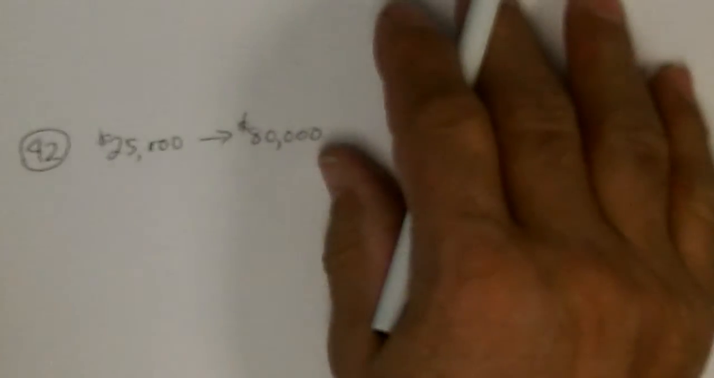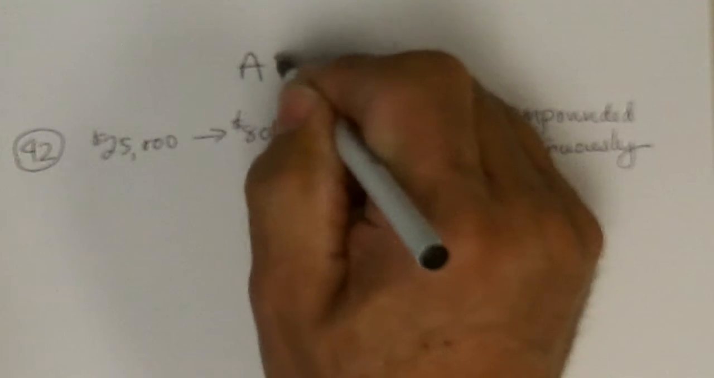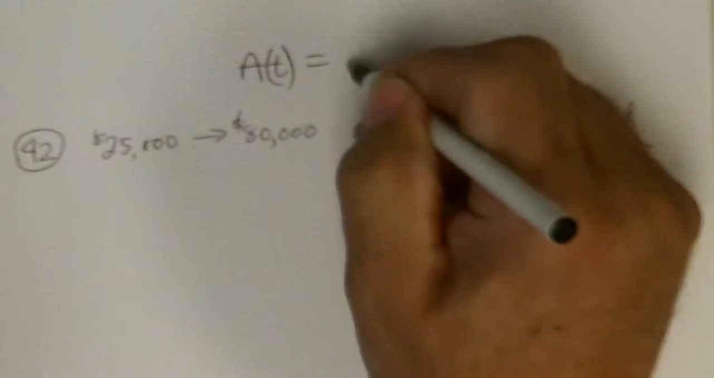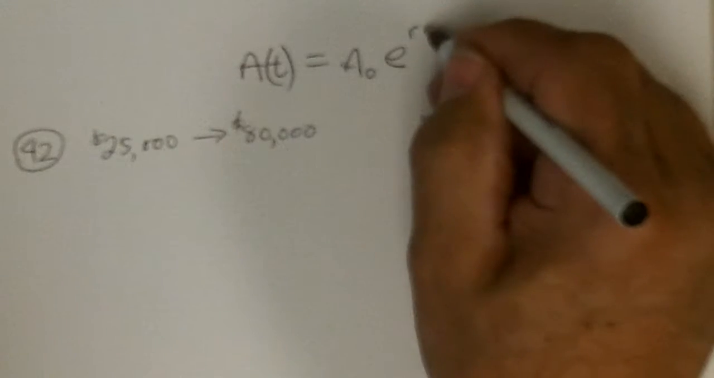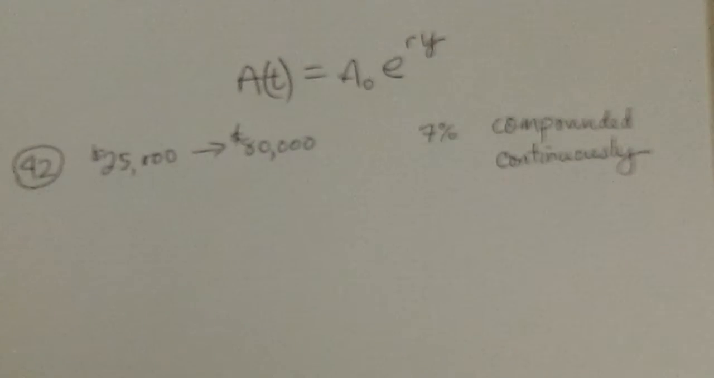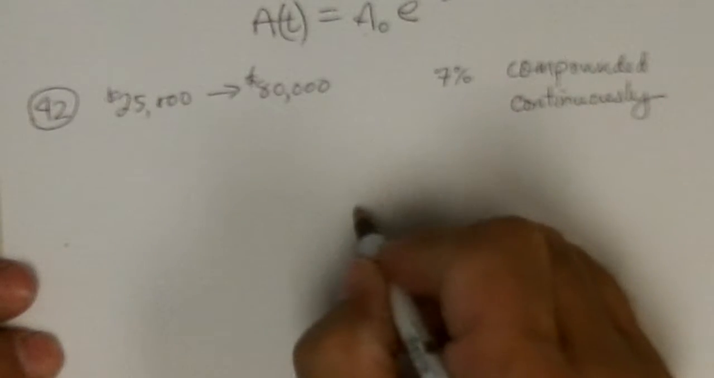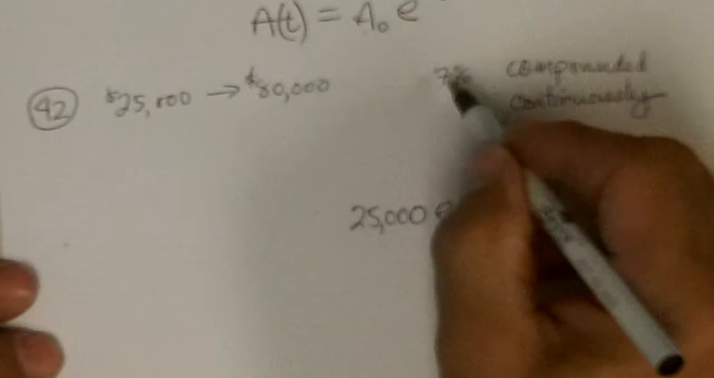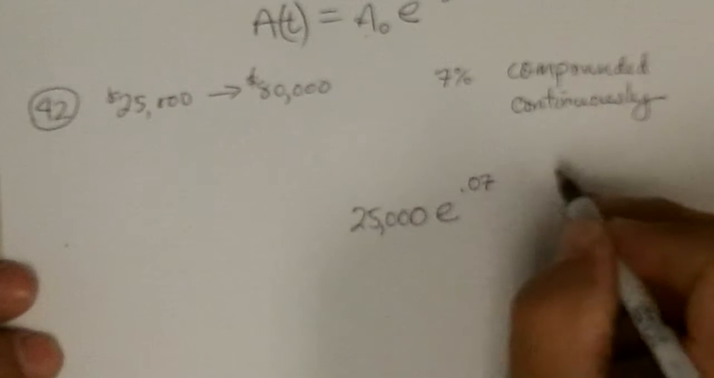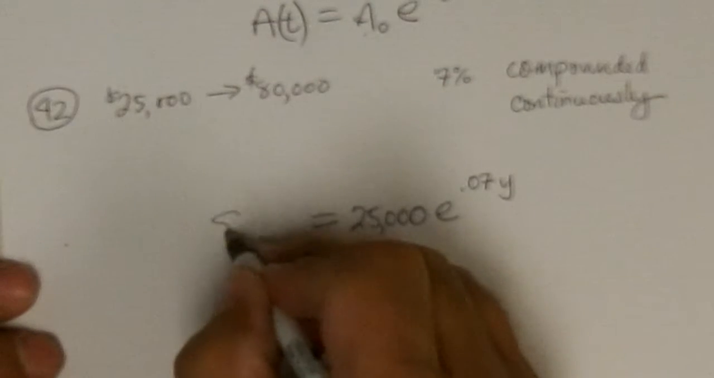Get familiar with it. Now this one says compounded continuously, so the formula for compounded continuously is the amount you have after a while is the amount you start with, e to the interest rate in decimal times the number of years. Okay, so we want to start with 25,000, so that's A0. R is 0.07 times the number of years equals the ending amount, 80,000.